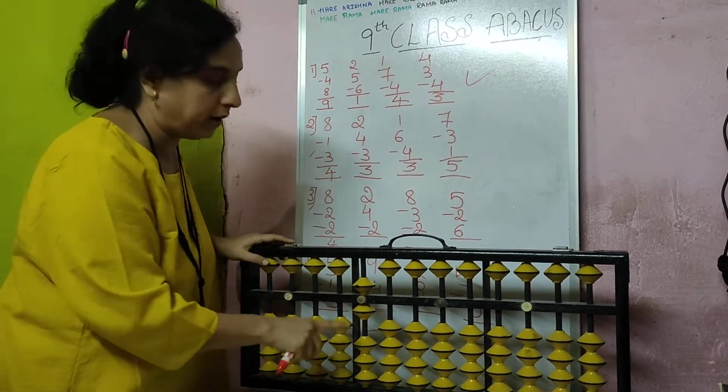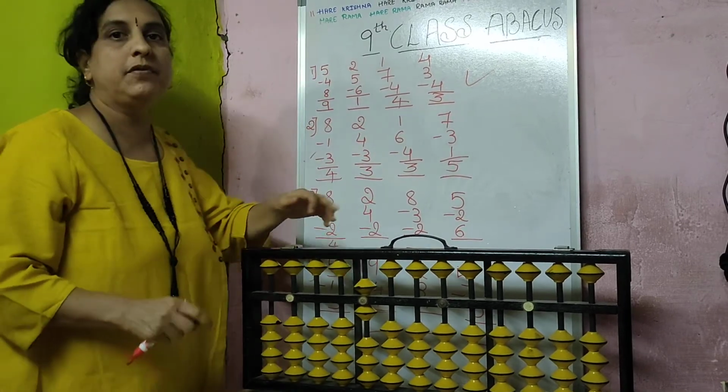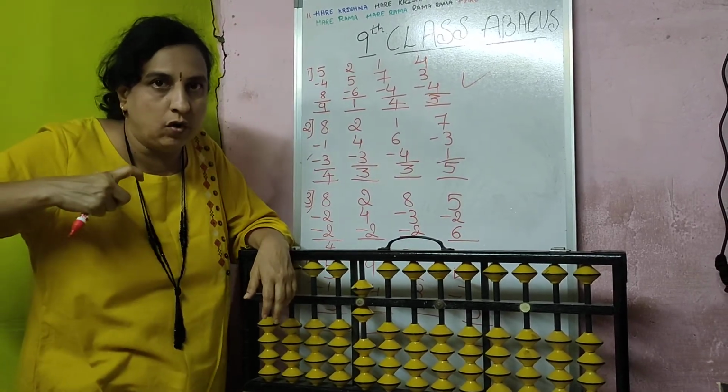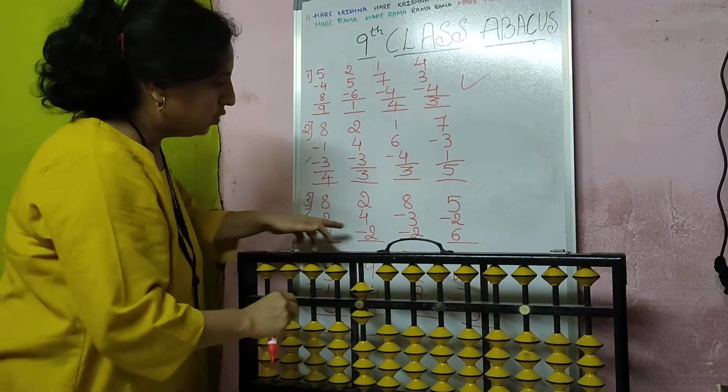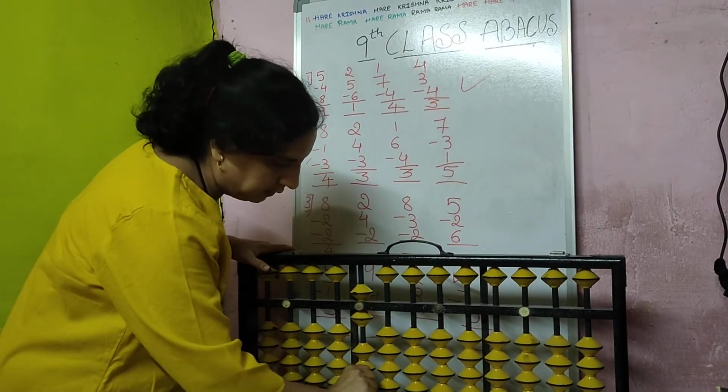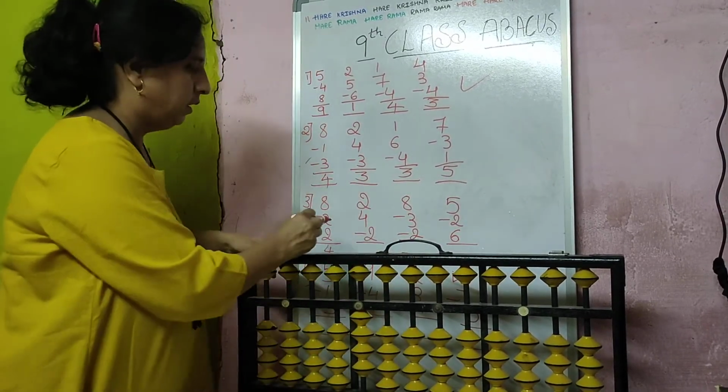That also I cannot do, minus 2 directly. When the number comes in minus, our hand movement will go from down to up. So we have to use the formula. 2's friend is 3. Plus 3 minus 5. Answer is 4.